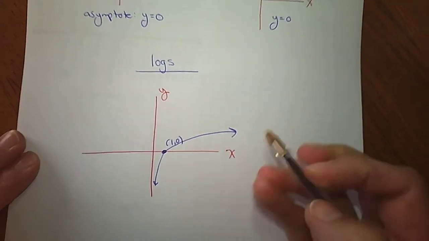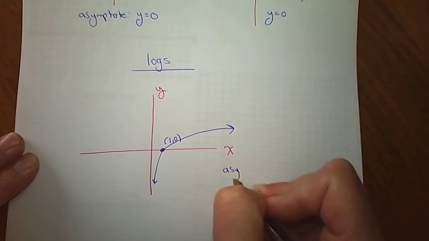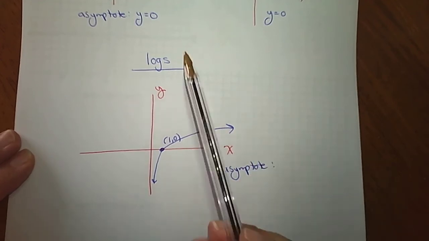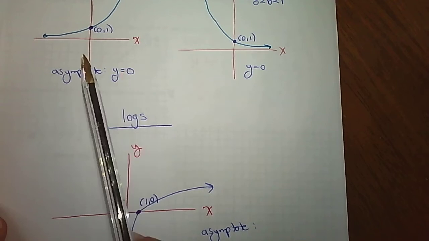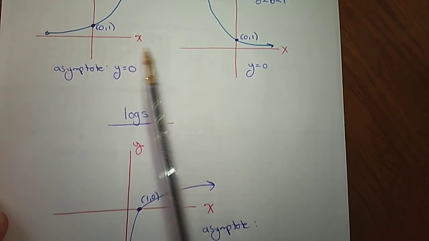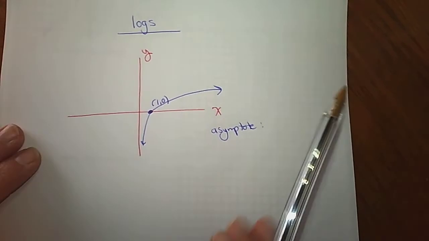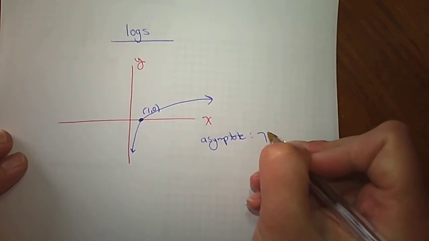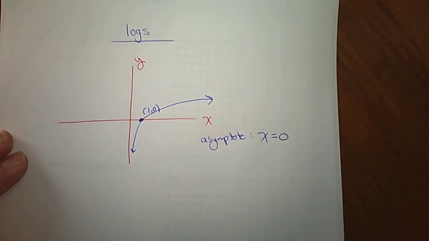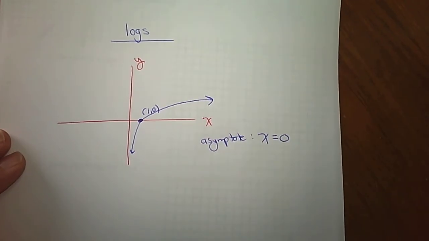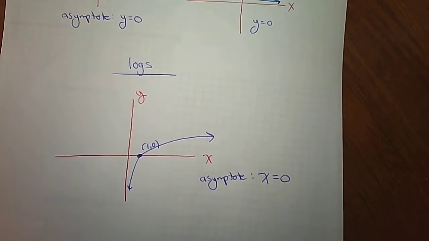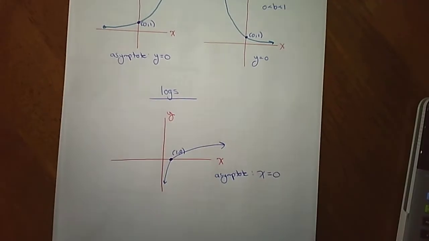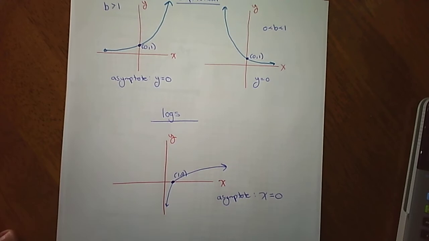But these guys also have asymptotes. Now, for an exponential graph, the asymptote is the x-axis. For a log graph, the asymptote is going to be the y-axis. So this is going to be x equals 0. And there you have it. So these are your basics. Let me scan this up. This is a super important paper. Your basic exponent and log graphs.